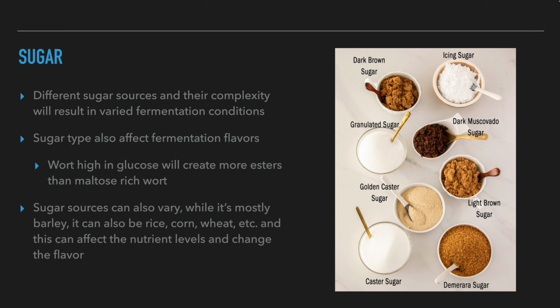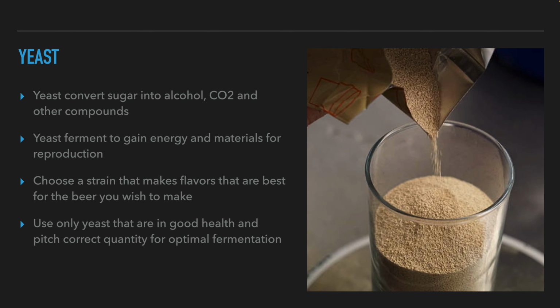In addition, the sugar source can vary. Indeed, the majority comes from barley, but sugar can also come from different starchy grains such as rice, corn, wheat, oats, rye, and others. The sugar source can affect the nutrients available for the yeast and as a result affect the flavor. Next are the yeast themselves.